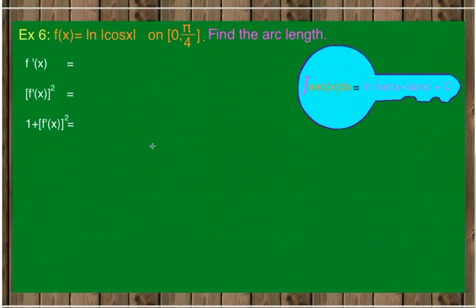Example 6. We're going to find the arc length of ln cosine of x from 0 to pi over 4. First, we're going to find the derivative of ln cosine of x. You can consider it as ln of u. So the derivative of ln of u is 1 over u times u prime. Here our u is cosine of x.